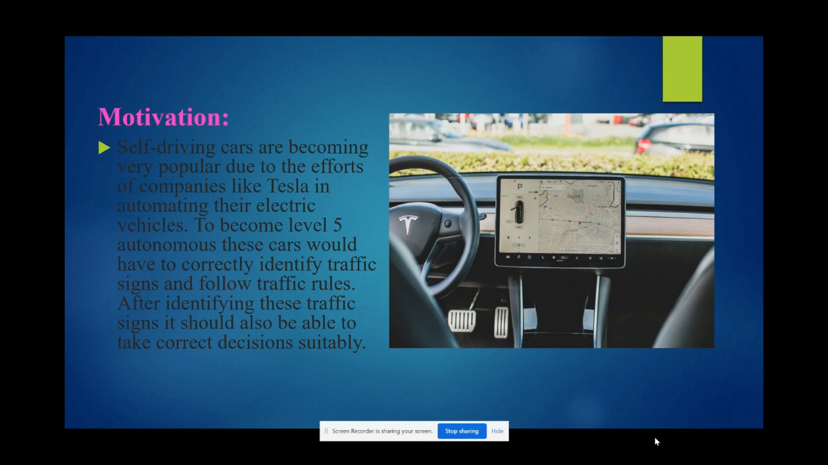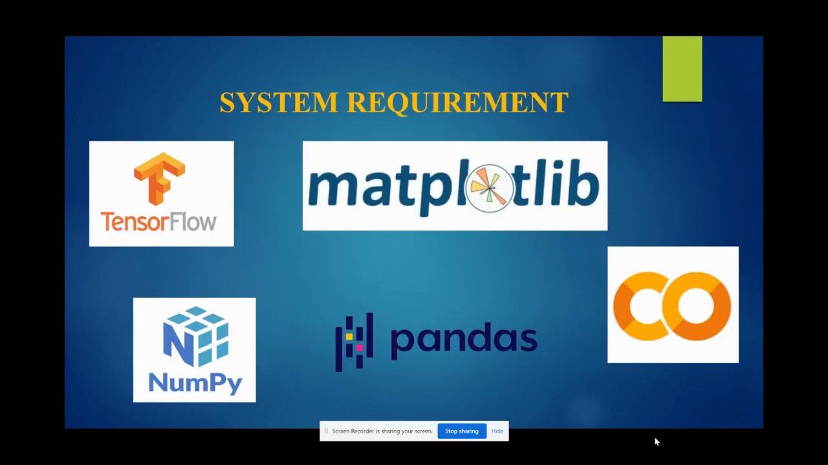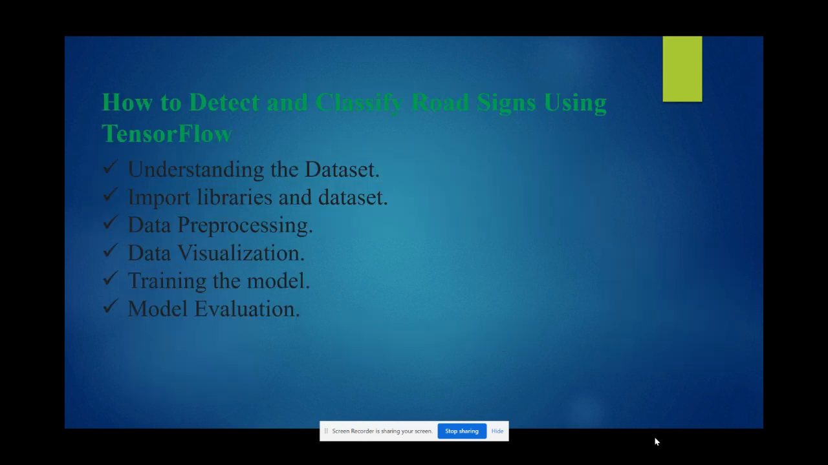Our motivation for this project is that self-driving cars are becoming very popular due to the efforts of companies like Tesla in automating their electric vehicles. To become level 5 autonomous, these cars would have to correctly identify traffic signs and follow traffic rules. After identifying these traffic signs, they should also be able to take correct decisions suitably. These are our system requirements. We are using TensorFlow model, Matplotlib library, NumPy, Pandas, and Google Colab.